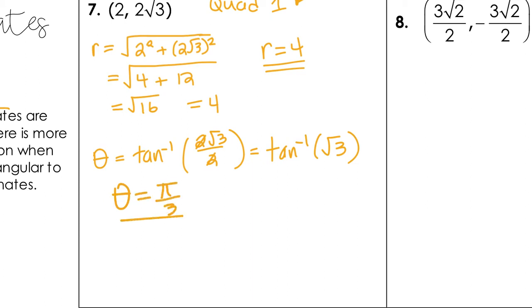Okay, and now that I have them both, r and theta, I can say that my polar coordinate is 4 comma pi over 3. 4 is the radius, pi over 3 is the angle.